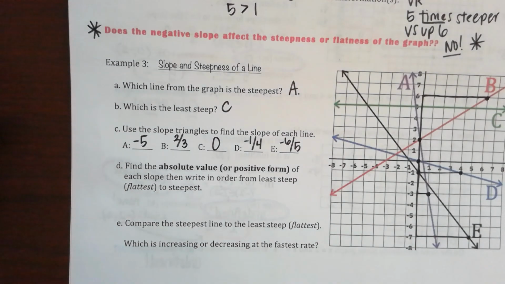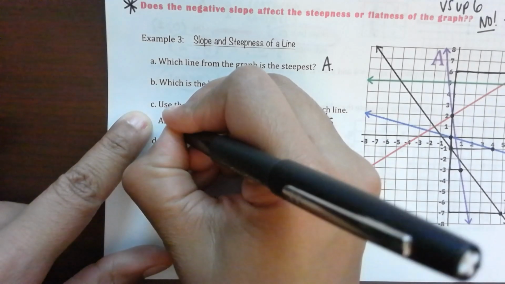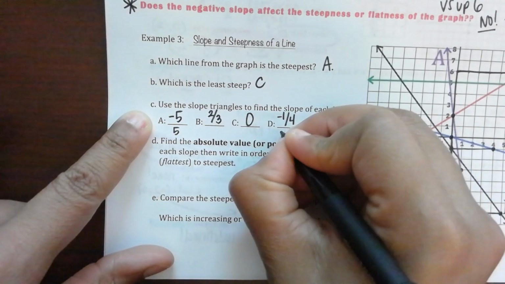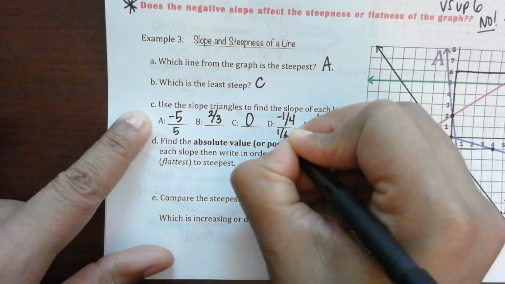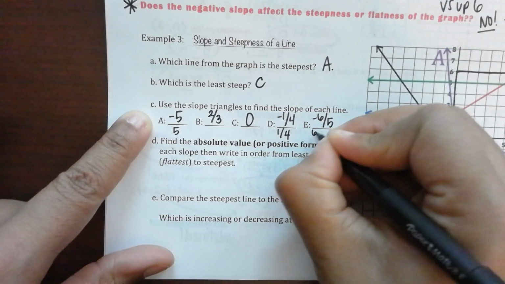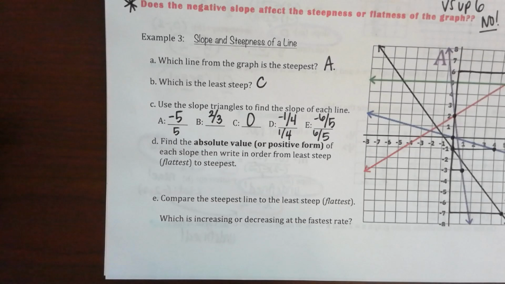Find the absolute value or positive form of each slope, then write in order from least steep to steepest. So, least steep to steepest. What is the absolute value of -5? 5. I don't have to do that one. What's the absolute value of -1 over 4? 1 over 4. And then, what's the absolute value of -6 over 5? Perfect.